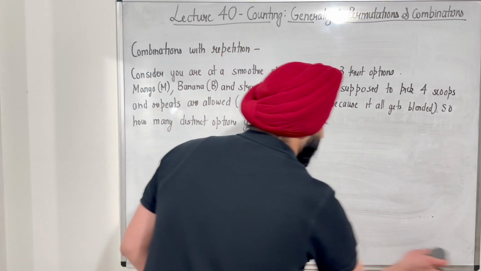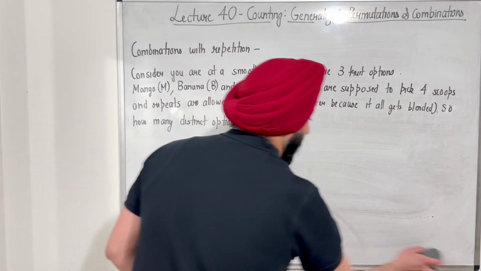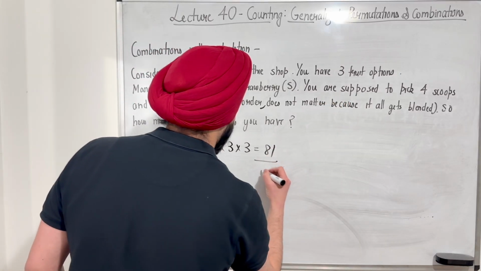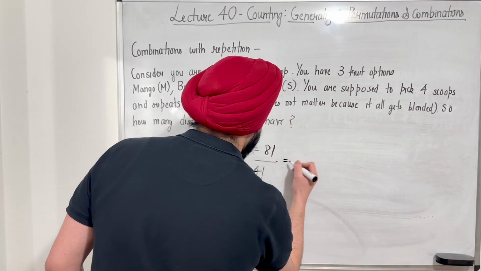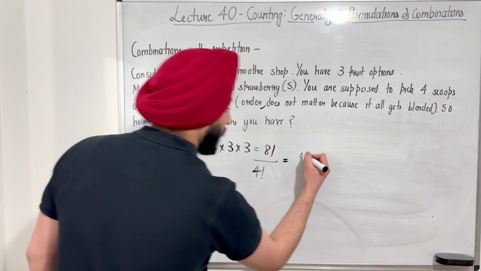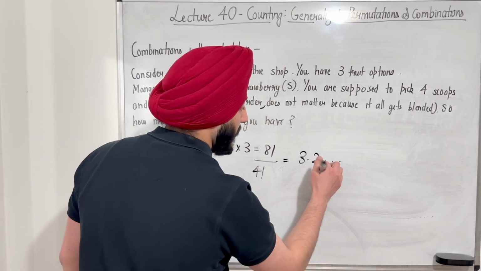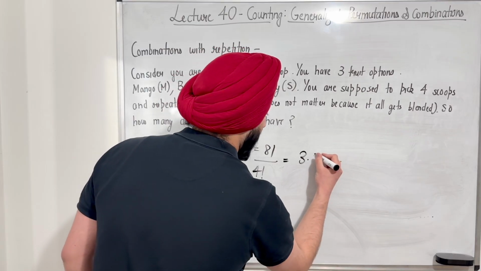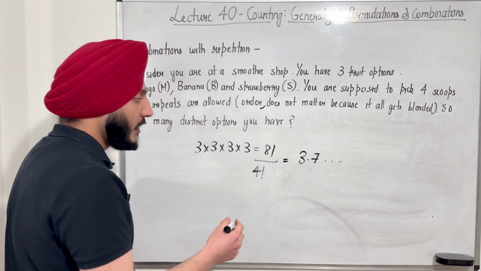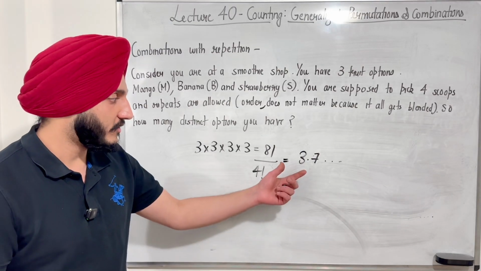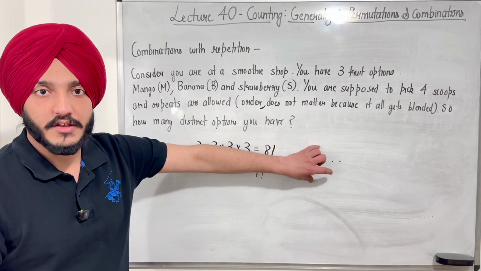The problem is, let's see what happens when you divide. r in our case is 4, so that means 4 factorial. If you solve it, this will come down to some value like 3.2 something. I might be incorrect, it might be 3.25 or maybe 3.7. But this would be incorrect. You cannot have 3.7 or 3.2 smoothies. So there's something wrong happening in this case.